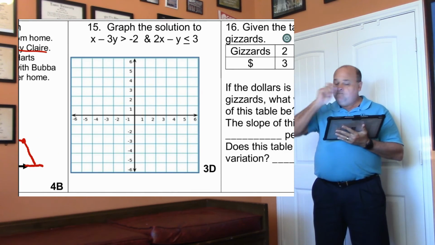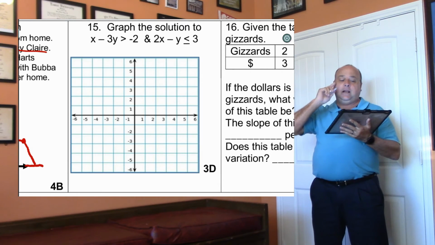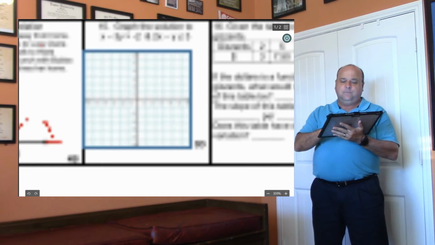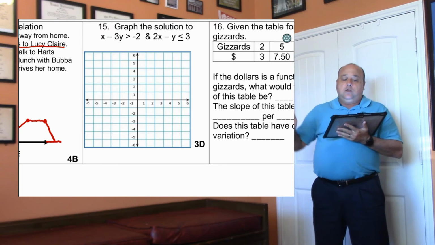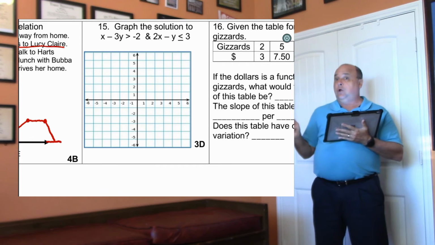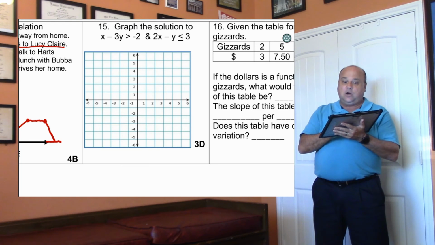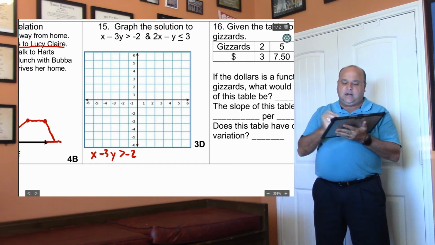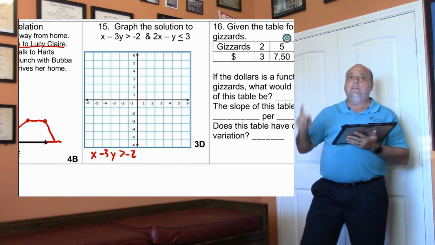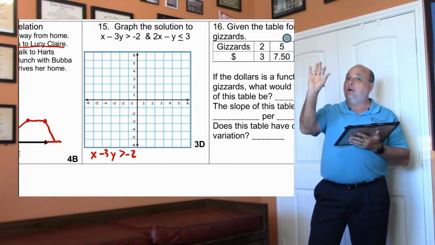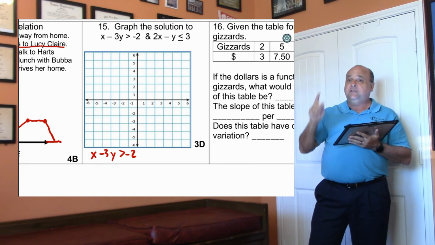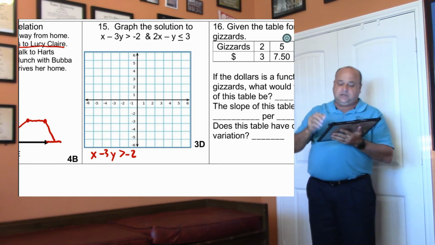Let's go to 15. On 15, I'll solve them for y. You could graph this with the slope and y-intercept, but let's solve them for y because that's a better way to do it on STAAR. So write down x minus 3y greater than negative 2. Notice on this problem, the y is negative, so the inequality will flip. This graph won't be shaded up, it will be shaded down.